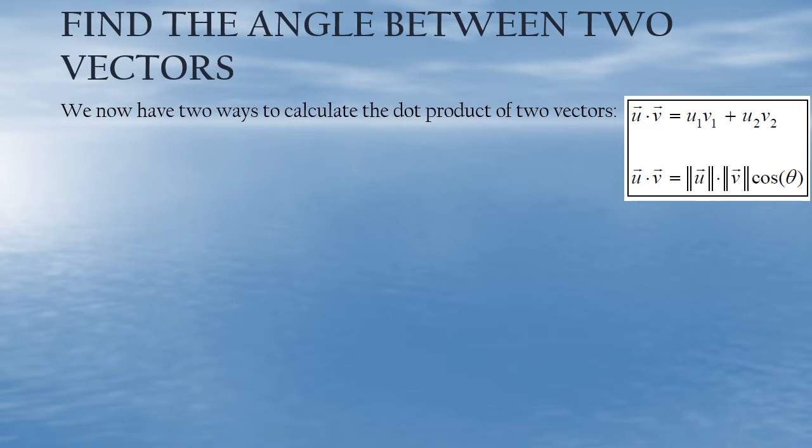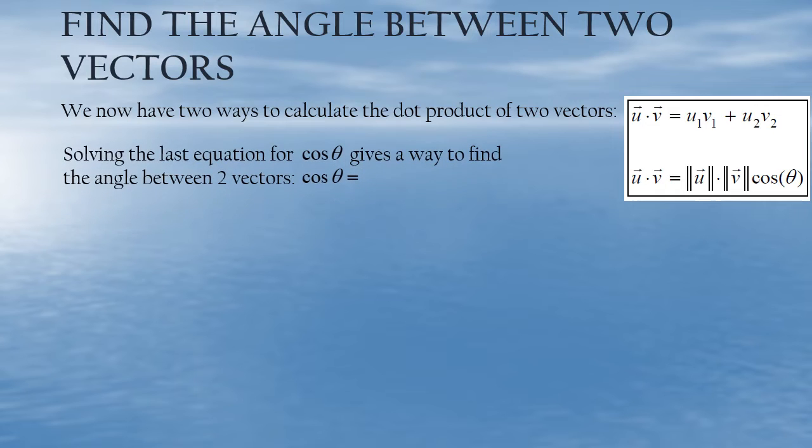And then in the last slide, we said that the dot product has something to do with the angle between the vectors. And we said that that proof comes from the law of cosines. If we solve the last equation for cosine theta, we'll get a way to find the angle between the two vectors. In other words, if I take this last equation and I try to isolate cosine of theta, I find that the cosine of theta is equal to the dot product of the two vectors divided by the magnitude of the first vector times the magnitude of the second vector.